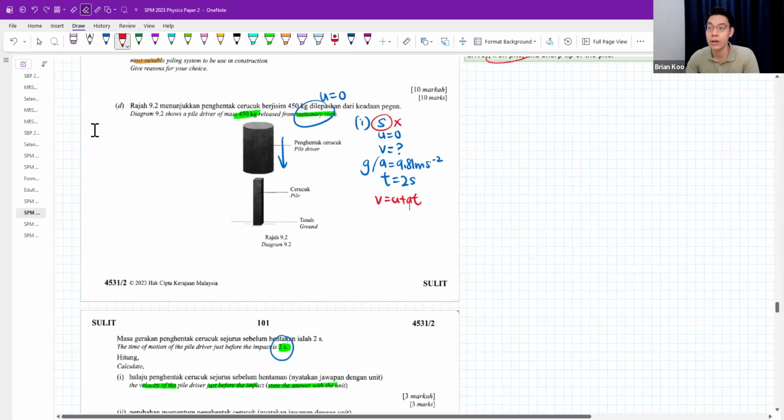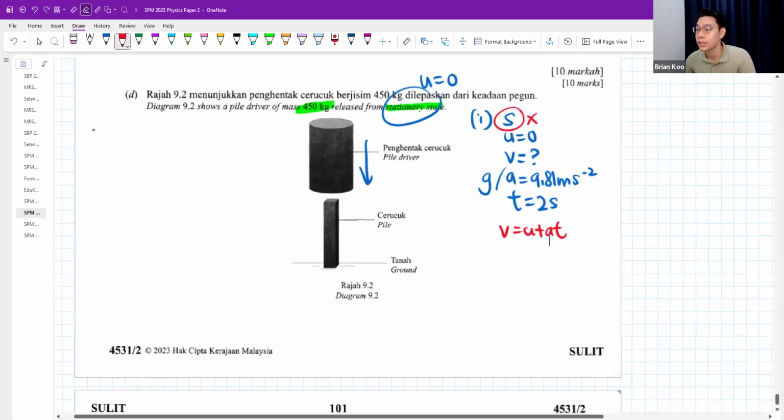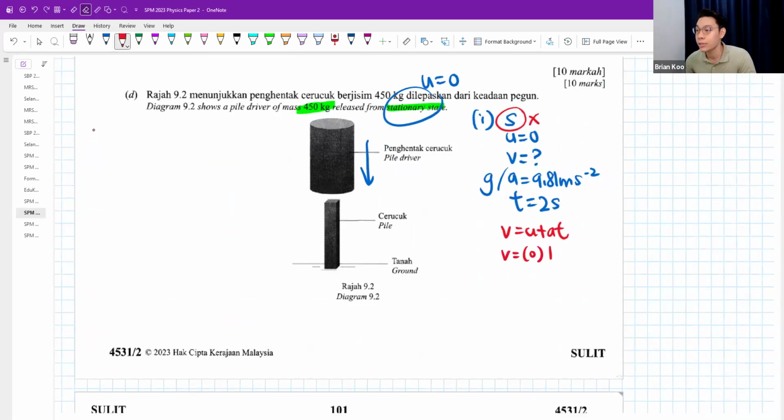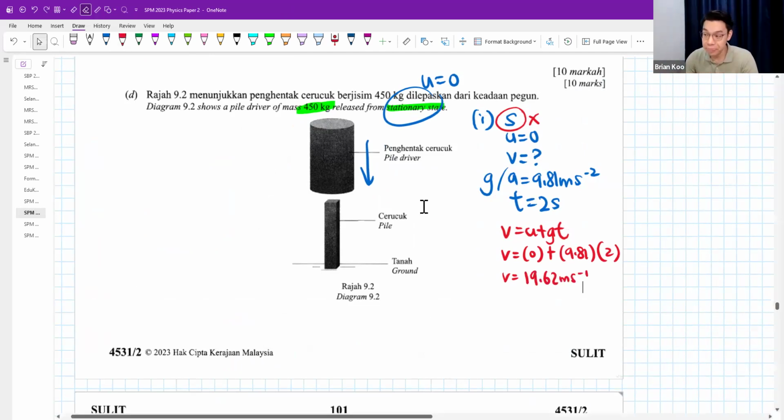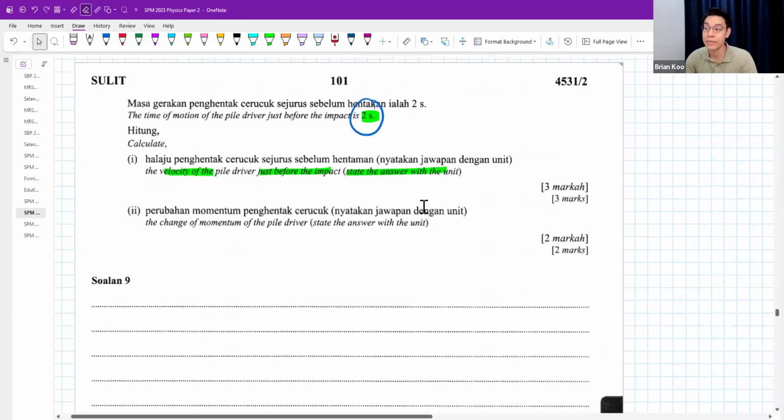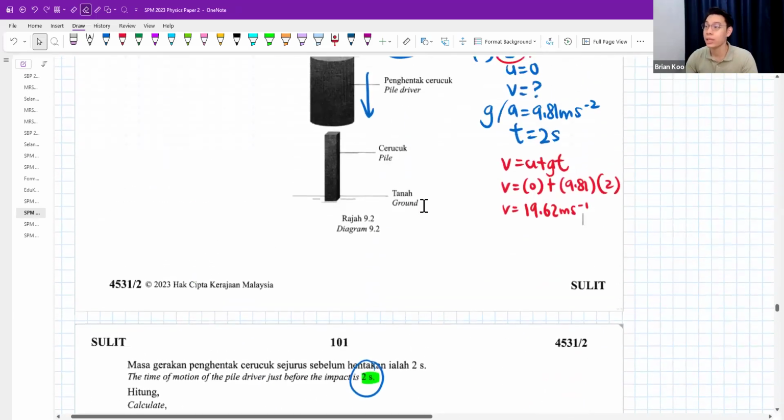Okay, let's try to solve. U is 0. A is 9.81. T is 2. You can write G also, or A also. Doesn't matter. Answer is going to be 19.62 meter per second. All right, that is the answer for part 1. Answer with the unit. Okay, done.